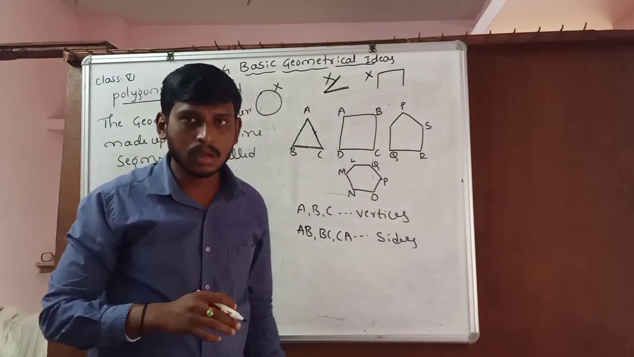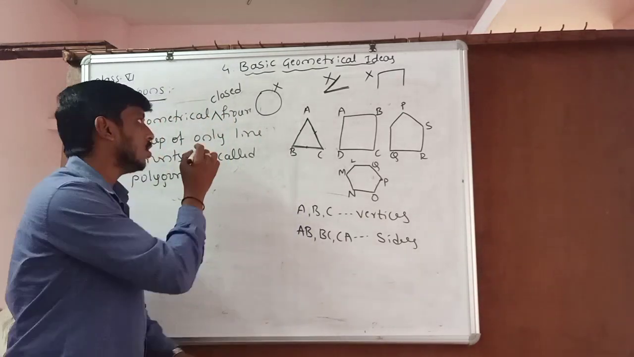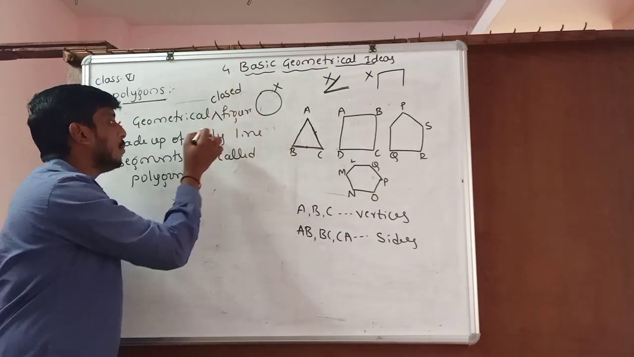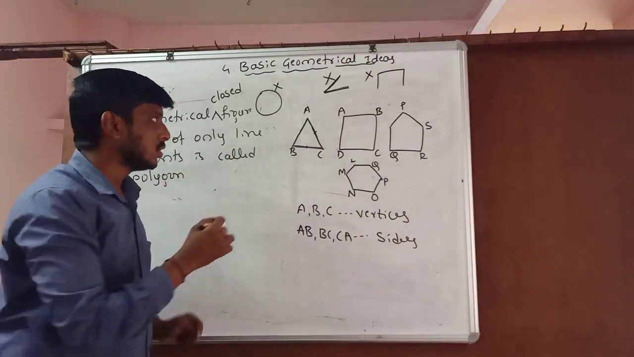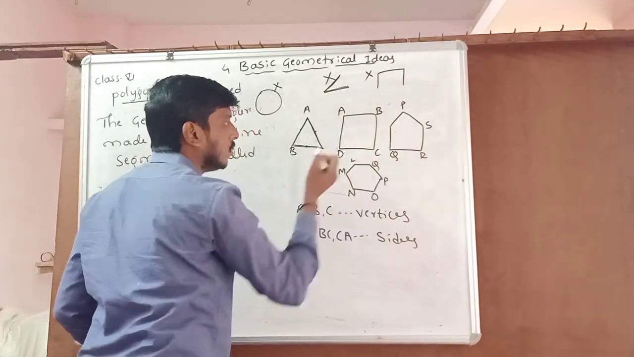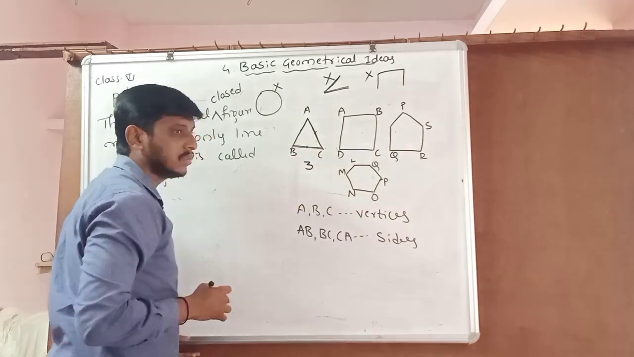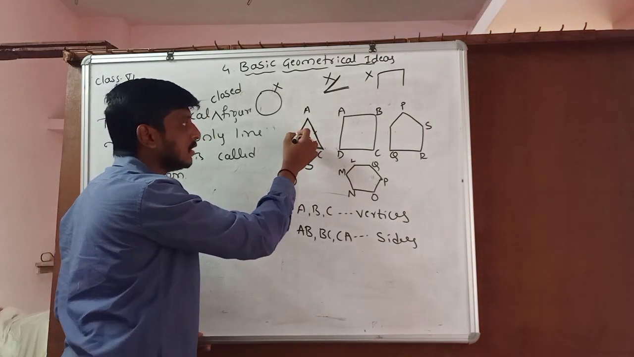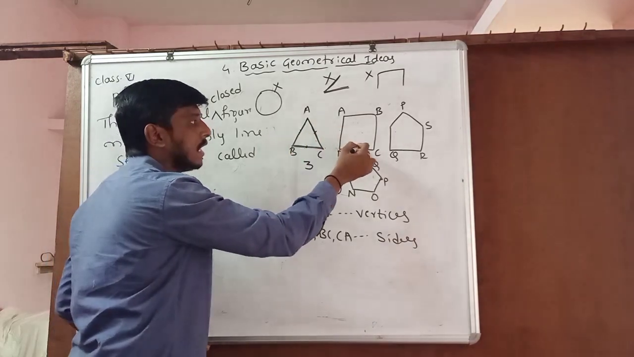What do you mean by polygon? A geometrical closed figure, it must be closed. The geometrical closed figure made up of only line segments is called polygon. So this is a polygon, and this is also a polygon, and this is also a polygon. How many line segments does it have? Three line segments. A line segment is nothing but a side. So 1, 2, 3.